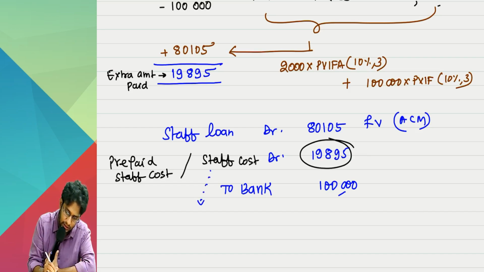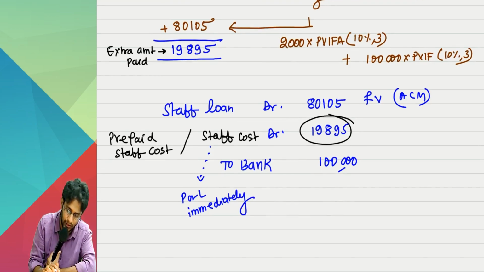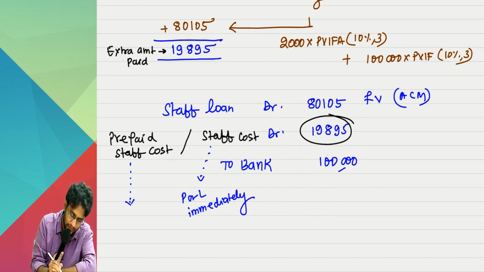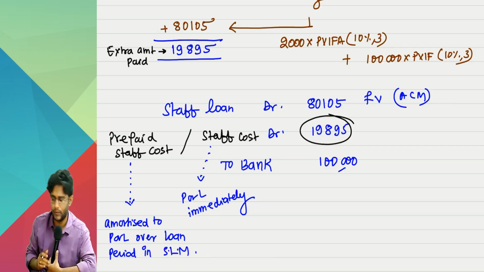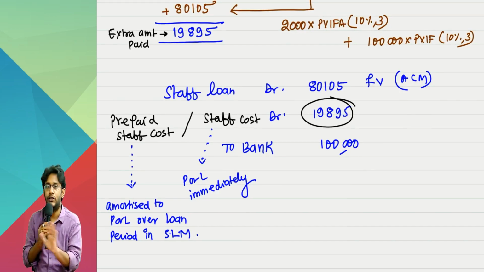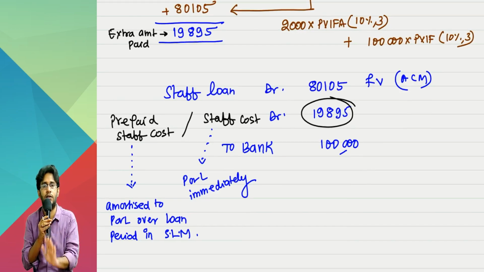This is debited to PRL immediately. You have to watch the question, sir, and then accordingly decide. For this case, this is amortized to PRL over the loan period in the straight line method. Which one you will do depends on the question's data.